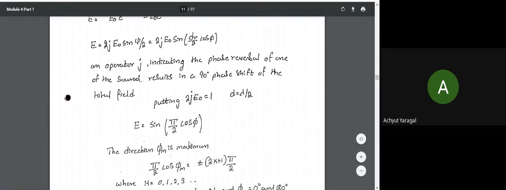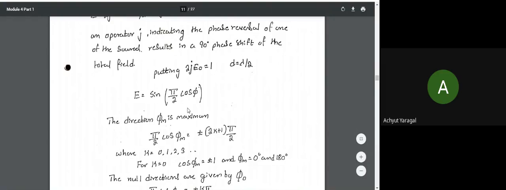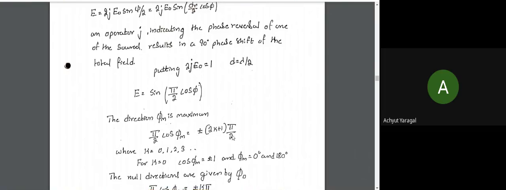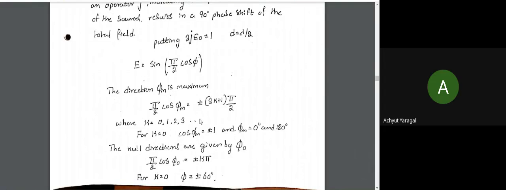Suppose you want to find the maximum direction of this electric field generated by two point sources of equal amplitude but opposite in phase. Then pi by 2 cos phi m is equal to plus or minus (2k plus 1) pi by 2. If we substitute k equal to 0, 1, 2, 3, you will get cos phi m equal to plus or minus 1, as the maximum cos value is 1. This will be 1 when the angle is either 0 or 180 degrees, giving plus 1 or minus 1.